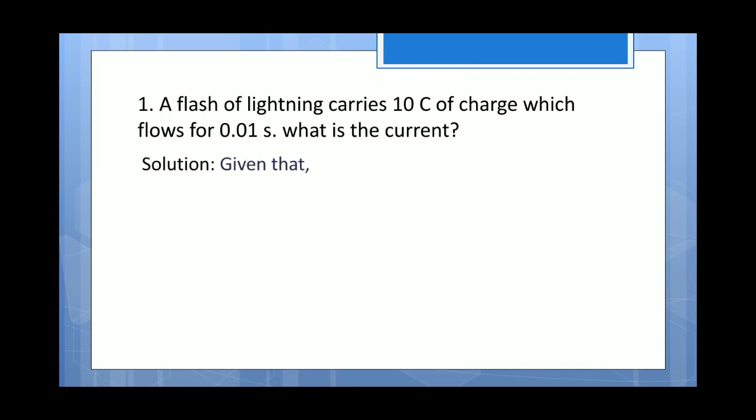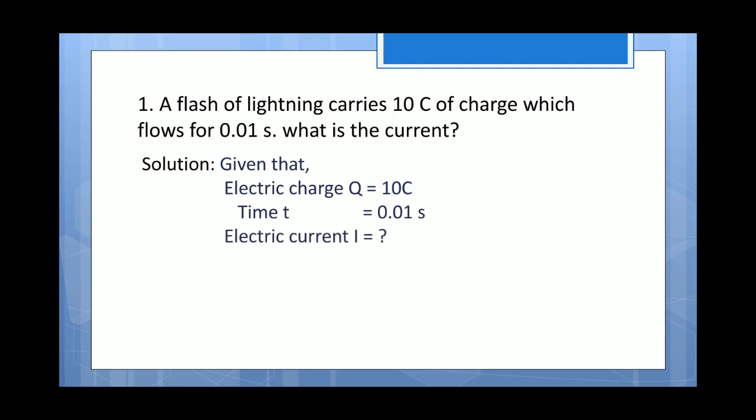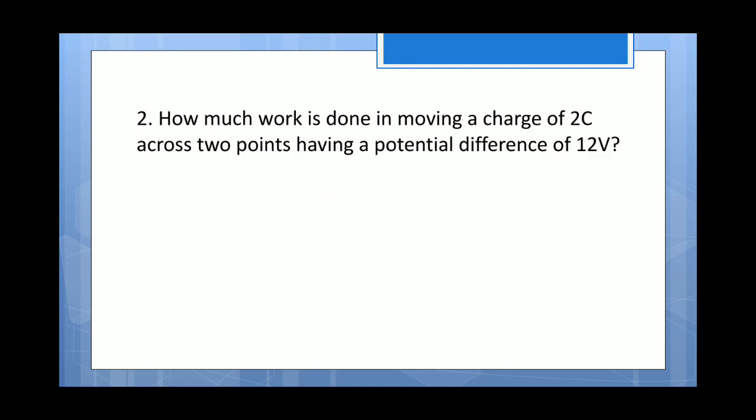Here it is given that electric charge Q is equal to 10 coulomb, time t is equal to 0.01 second, and electric current is to be found. We know that I is equal to Q upon t. So, I will be 10 upon 0.01. So, I will be 1000 ampere. Now, we come towards the second problem.